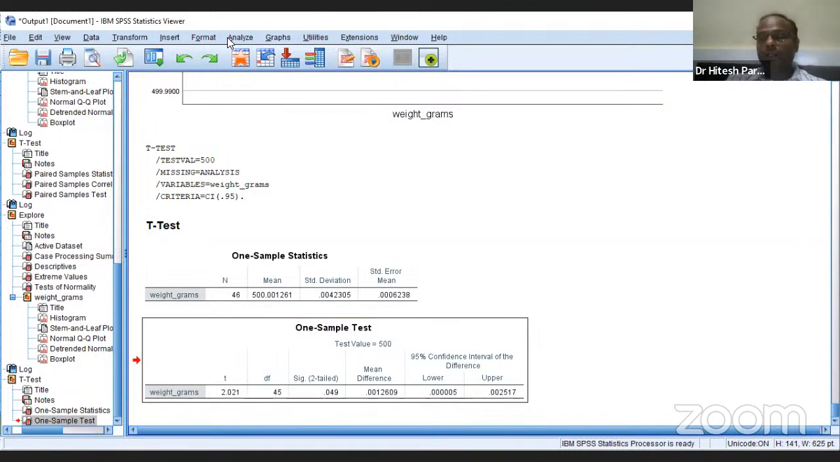Still 5 minutes are available. We can take one more test, that is ANOVA. Let us open the file ANOVA.